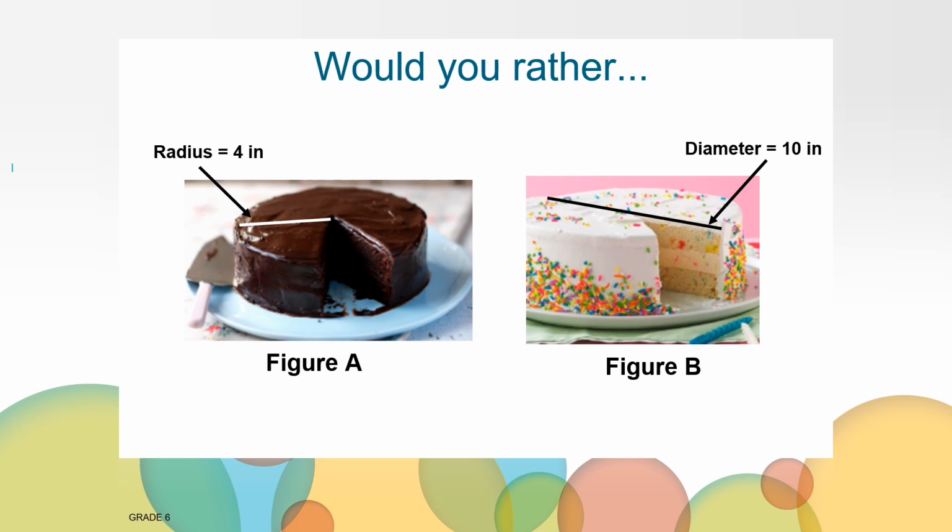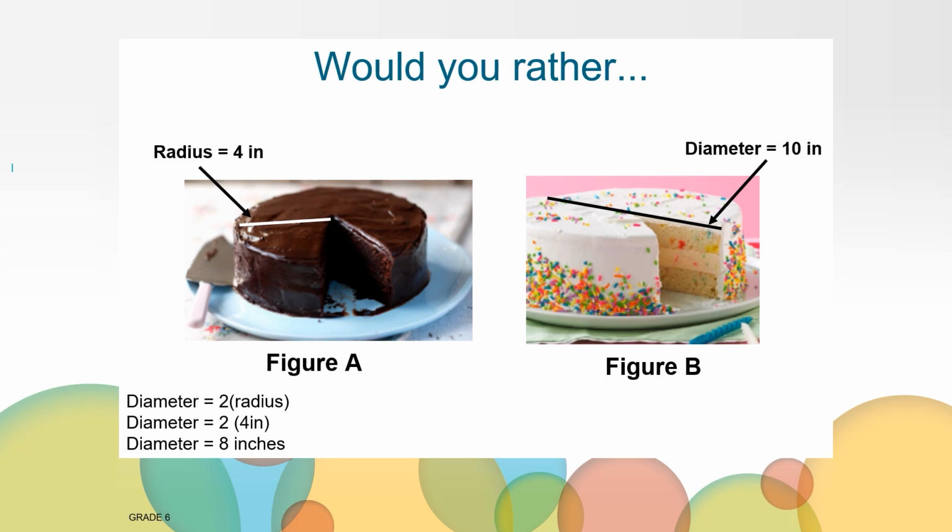You might have noticed that the chocolate cake in figure A is smaller than the vanilla sprinkled cake in figure B. The radius in figure A is 4 inches. That means its diameter is 8 inches because we know that the diameter of a circle is twice as long as its radius. The vanilla sprinkled cake in figure B has a diameter of 10 inches. That means that figure A is a smaller cake than figure B.